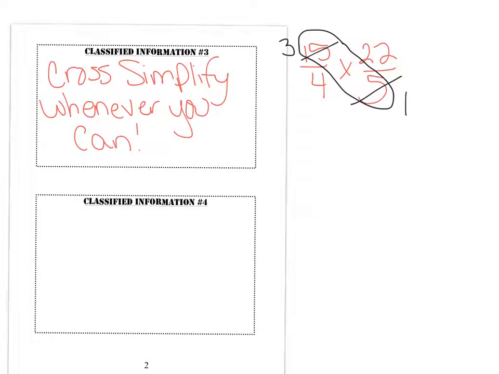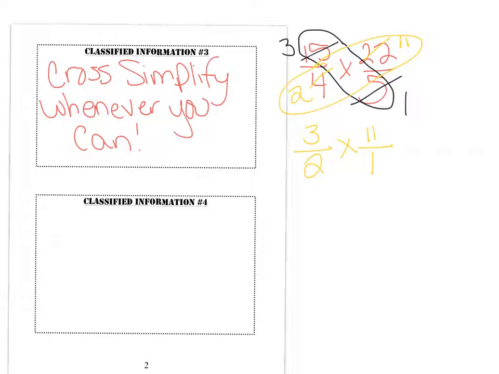What about the 4 and the 22? You might think that they don't have a common factor, but they do. They're both even numbers, so you can divide them by 2. 2 goes into 4 2 times, and 2 goes into 22 11 times. Our new multiplication problem is 3 over 2 times 11 over 1. That is much simpler.